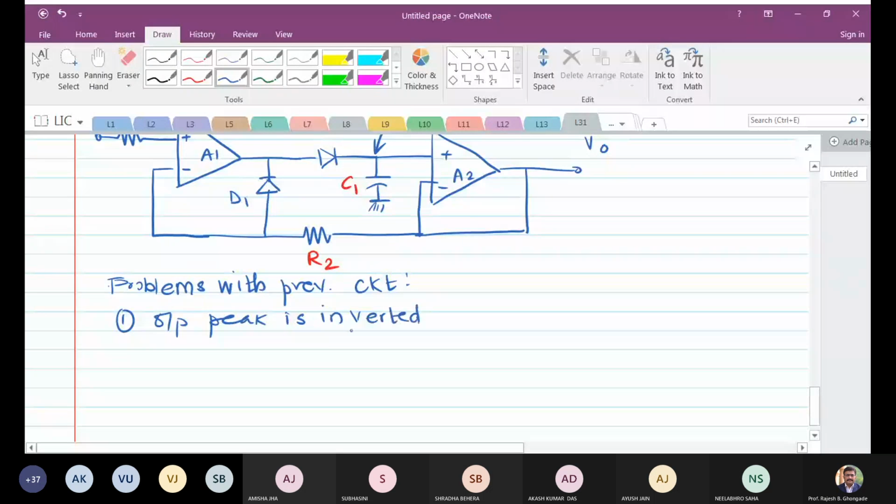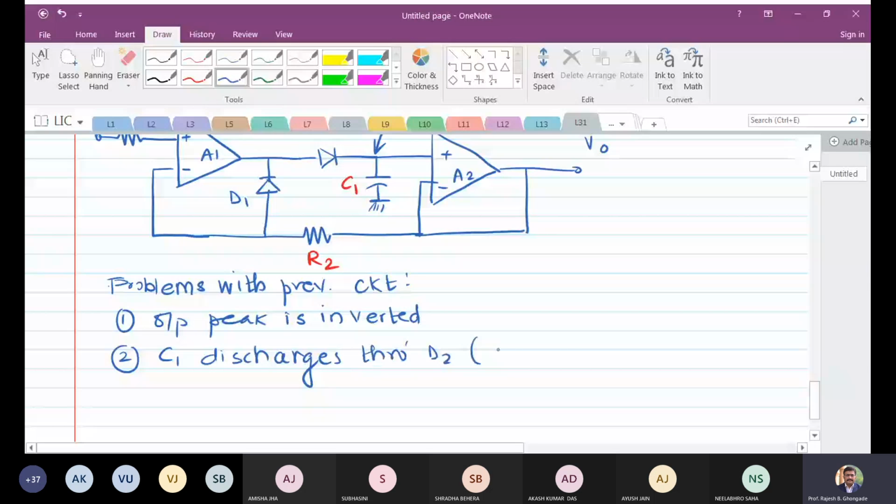Number two, C1 discharges through D2. Again, due to the reverse leakage current, it cannot be 0, as well as op amp A2 bias current and R2.